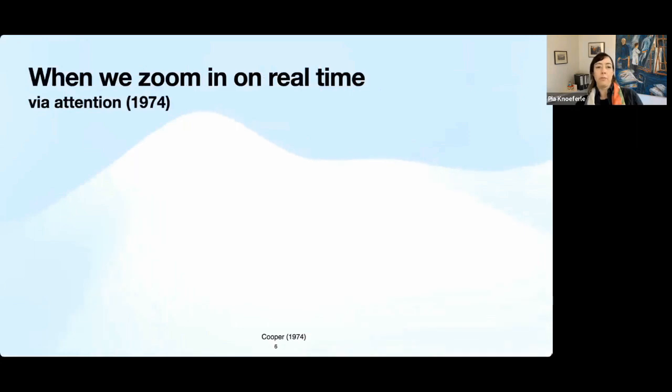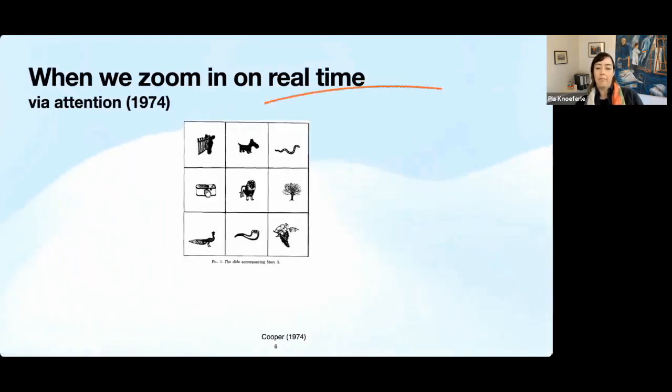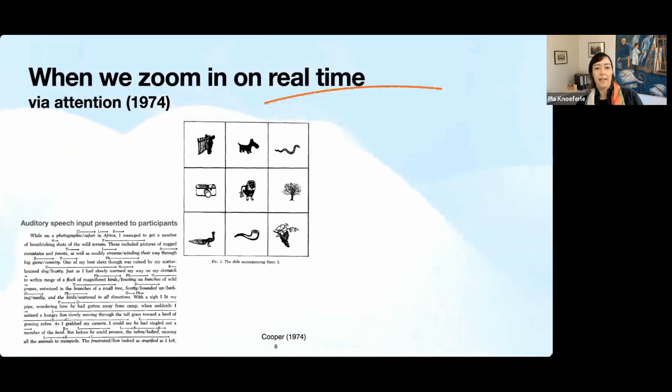All right, when we zoom in on real time via attention, I like to touch on a very early study by Cooper in the 70s already. That paradigm then sort of got forgotten for a long time until Mike Tanenhaus and his group famously resuscitated it in the 90s. But this early study is just fantastic, actually. So you see a printed text here, but in this study, the text was played out via speaker. So it was auditory speech presented to participants while they looked at sort of grids like this one here.